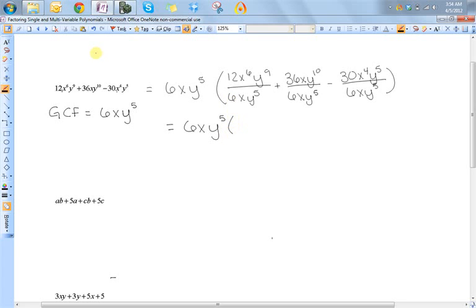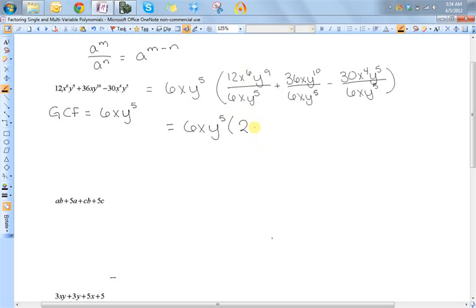Remember the exponent rule that says if you have a to the m over a to the n, that's a to the m minus n. Since I have an x here and an x here, I'm going to subtract their exponents. As long as you picked your GCF correctly, you'll never get a negative exponent when factoring. So we go through each term, divide the number by 6, subtract 1 from the exponent on the x's, and subtract 5 from the exponent on the y's. So 12 divided by 6 is 2.